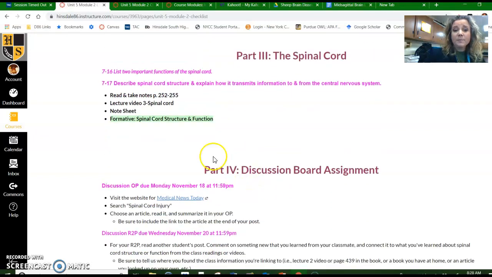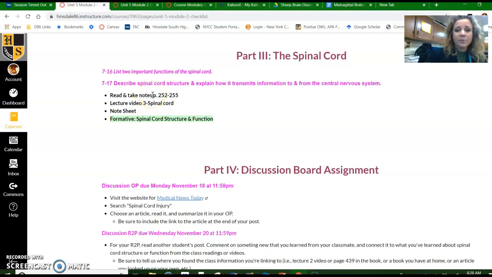Part 3, the spinal cord. List the important functions of the spinal cord. That's objective 7-16. And 7-17 is to describe the spinal cord structure and explain how it transmits information to and from the nervous system.